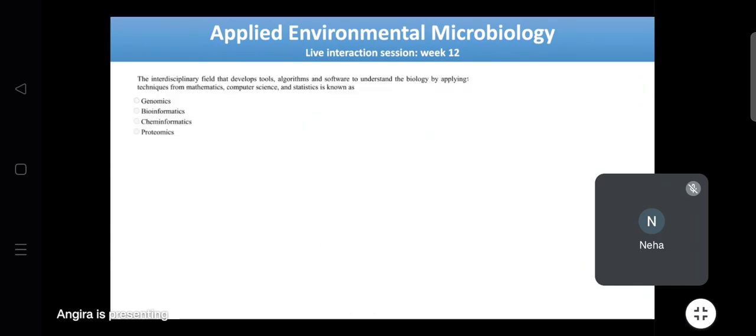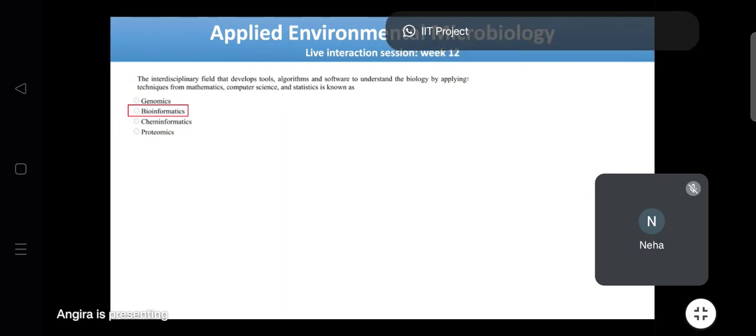So, your first question is: the interdisciplinary field that develops tools, algorithms, and software to understand biology by applying techniques from mathematics, computer science, and statistics is known as, and your options are genomics, bioinformatics, cheminformatics, proteomics. Yes, Neha, you are right. It is bioinformatics.